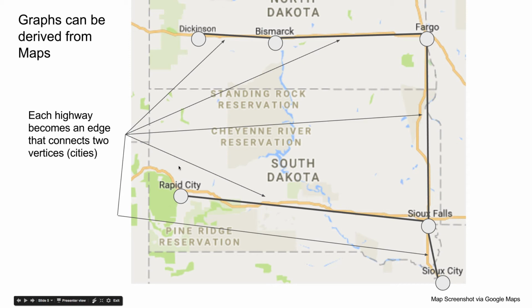Right now we're just doing the most basic connections possible. So we do Dickinson to Bismarck, that's one direct connection. We go Bismarck to Fargo, and that's one piece of this relationship. We aren't doing any other connections just yet. You could, and it wouldn't necessarily break your graph or anything like that.